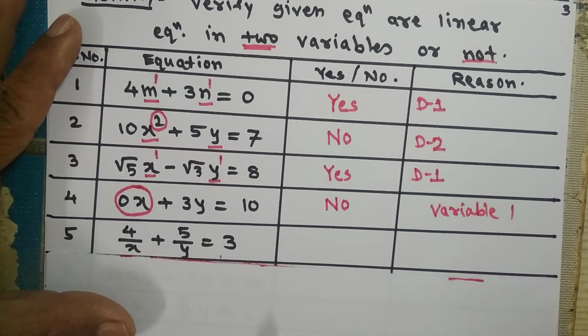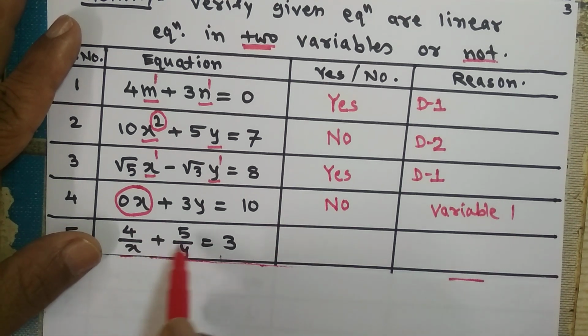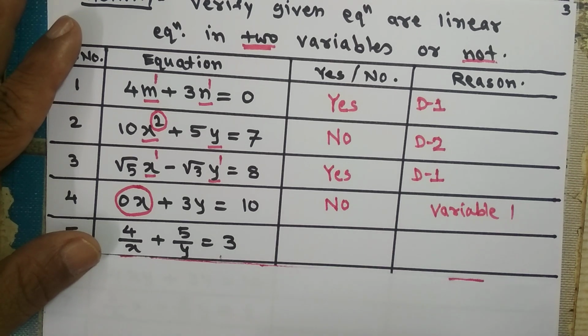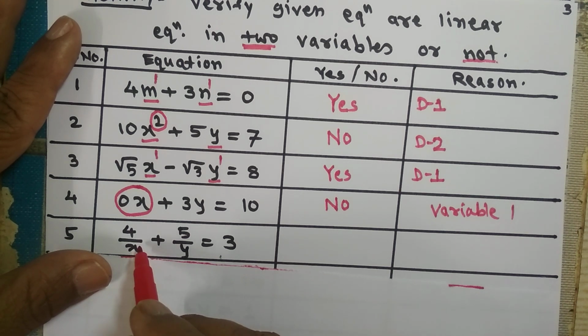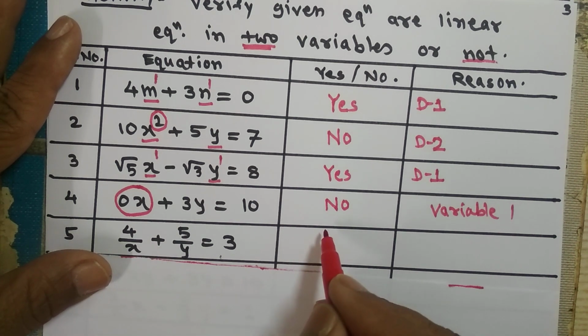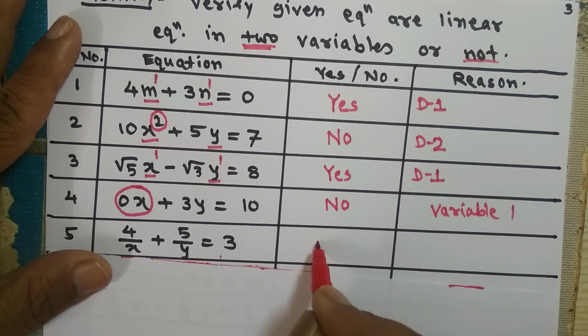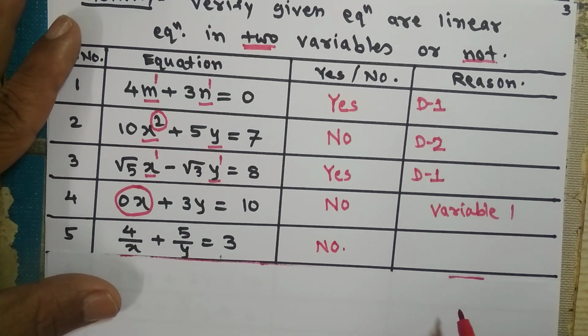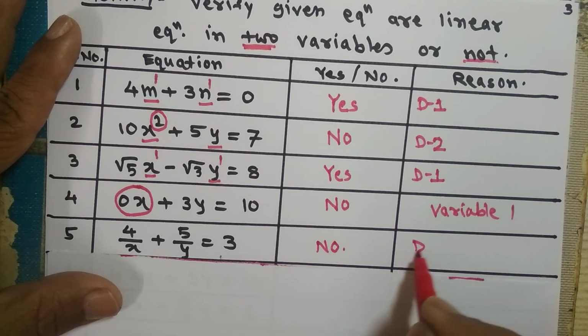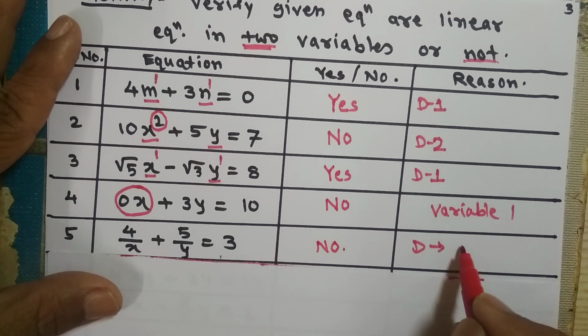Okay. Next example, 4 upon x plus 5 upon y is equal to 3. We know the rules. When the variable in the denominator place, it comes in the numerator place, its degree will be changed. Therefore, we have to write here x raised to minus 1, means minus degree is there. Therefore, this is not a linear equation in one variable or two variable because degree of that variable is minus 1.